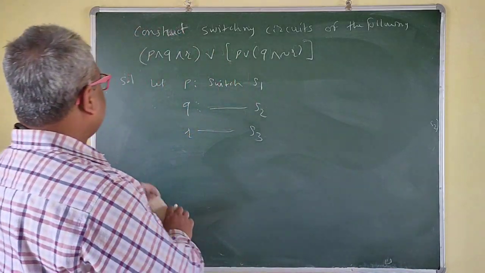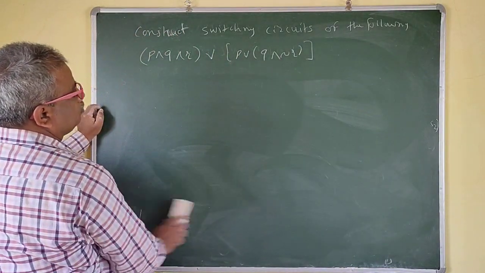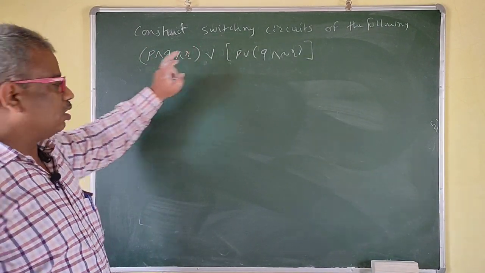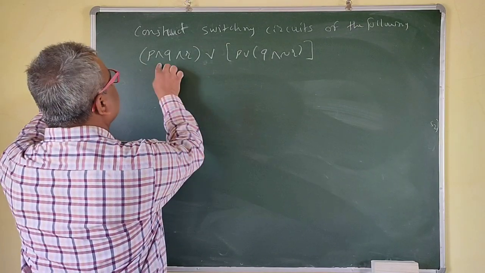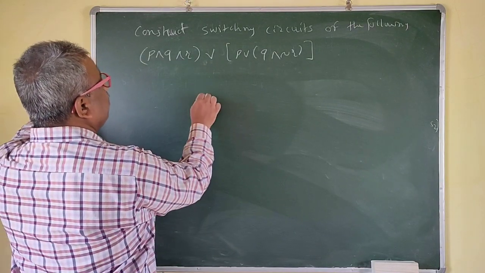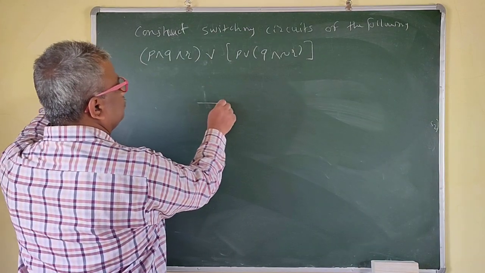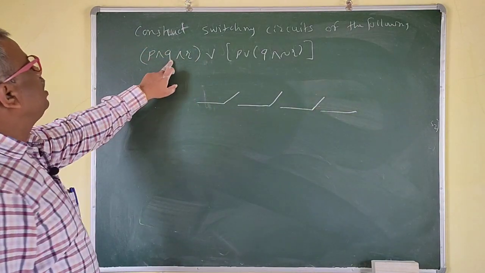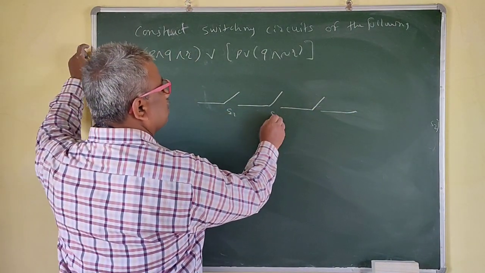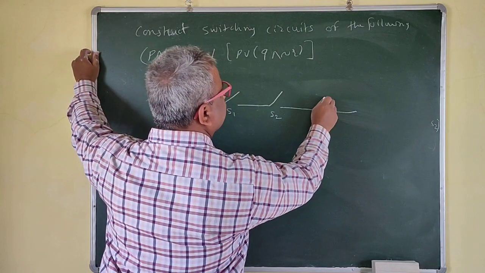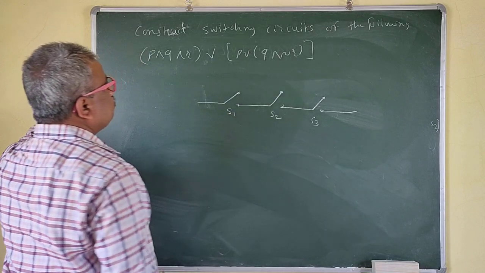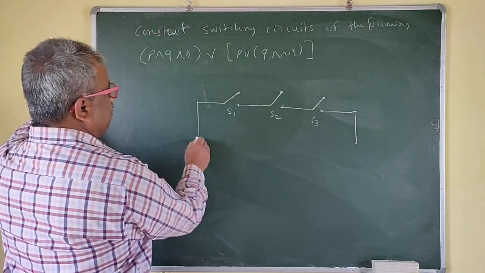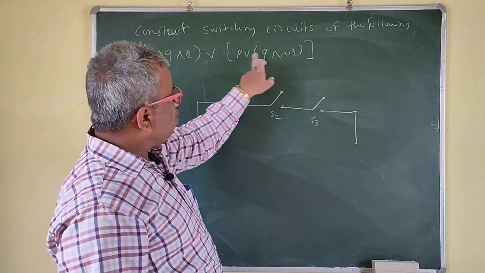Now we'll draw the circuit. This is R. First we'll do this one. And R, everywhere AND is there. So P and Q and R. That means this is your S1, this is your S2, this is your S3. Now this is parallel to this one. Again these two are parallel.